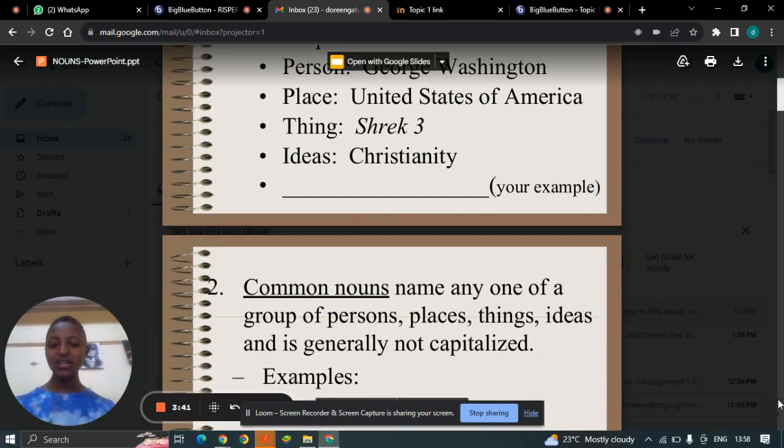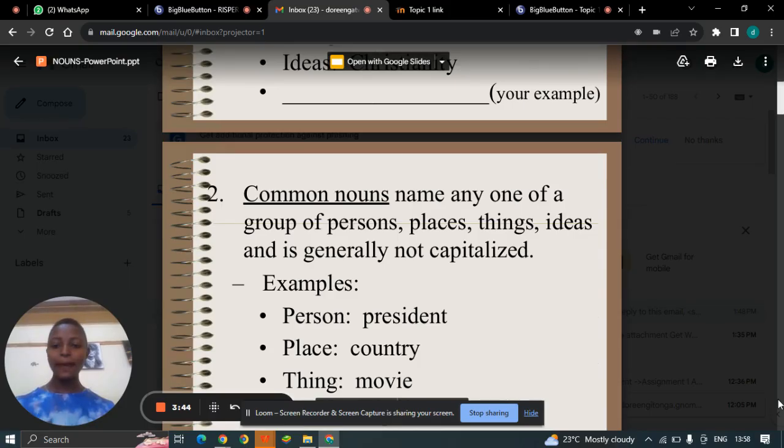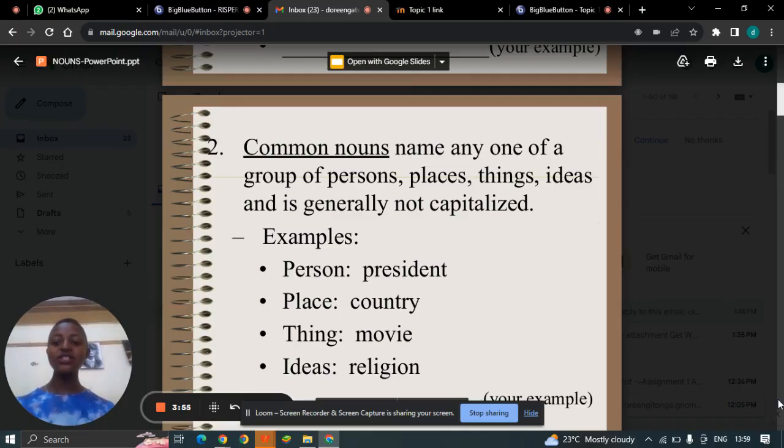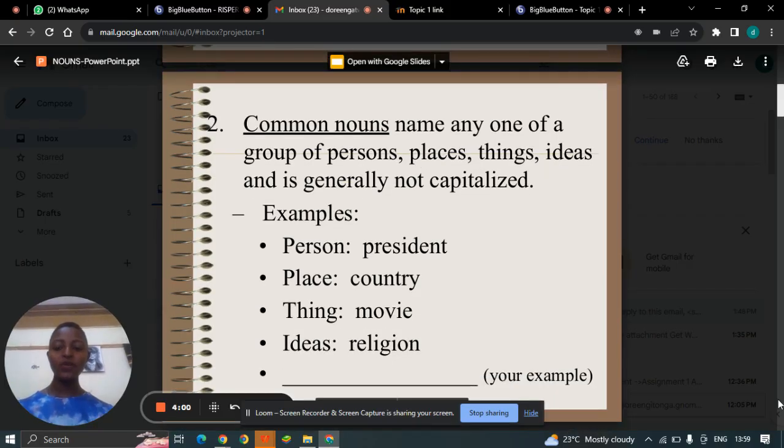The second type of noun is the common noun. They're slightly different from the proper noun, because the proper noun is the specific name of a place, thing, or person, but the common noun is the general name of a place, thing, or person. For example, you can talk about president. It's the general name of a person. You don't know which country's president. You don't know if it is maybe the Kenyan president, maybe Dr. William Samoei Ruto, or the Iraq president. It's the general term of a person.